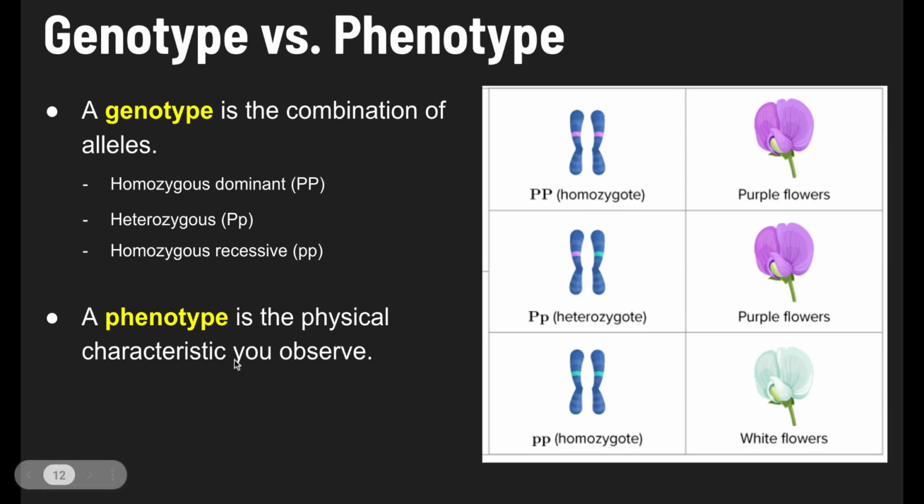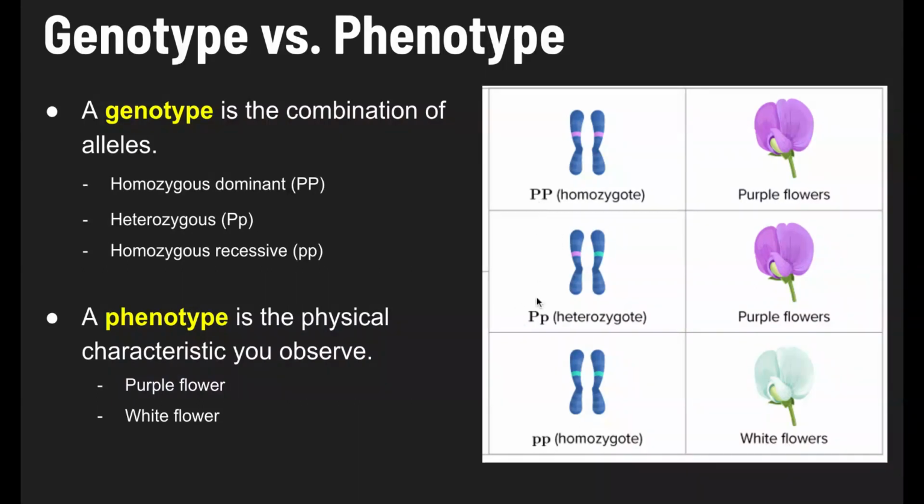Phenotype is the physical characteristic that you observe. So in our example, the phenotype, there's only two. There would be purple flower color and white flower color. Those are the two possible phenotypes. So you'll notice, going back to the terms dominant and recessive, whenever a dominant allele is present, purple shows up. But when a dominant allele is not present, like down here, white shows up.